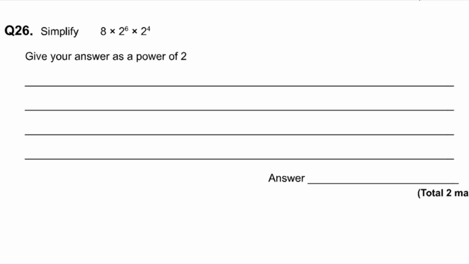Question 26, simplify 8 times 2 to the 6 times 2 to the power 4. Give your answer as a power of 2. Well, that first number there, 8, that's a power of 2, isn't it? 8 is 2 cubed. So I'm just going to replace that as 2 cubed to start with. And then I've noticed that I've got the same base, 2, 2, and 2, so I'm going to add the indices, 3, 6, and 4. So 3 plus 6 plus 4, that sums to 13. So that's going to give me 2 to the power 13. Okay, 2 to the power of 13.